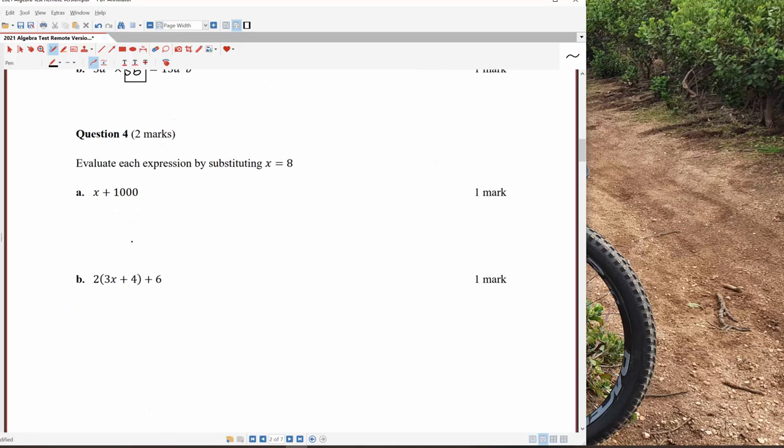Evaluate each expression by substituting x equals 8. So what I'm going to do is where I see an x, I'm going to replace it with 8. 8 plus 1000 equals 1008. This one here, before I substitute, I'm going to write that in expanded form. Now what we'll do is substitute 8 in.